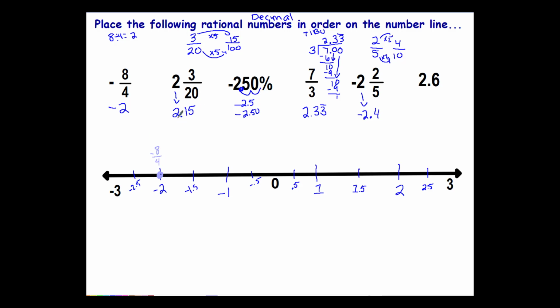2.15. Okay, so 2.15 is positive. So that's going to be somewhere right here, a little bit after the 2. It's like saying 2.1, right? If that's 2.5, then I know it's going to be closer to the 2. So this would be 2 3/20.